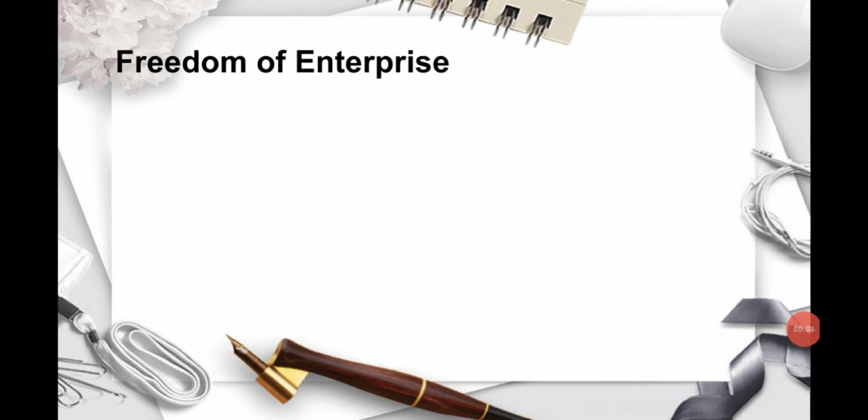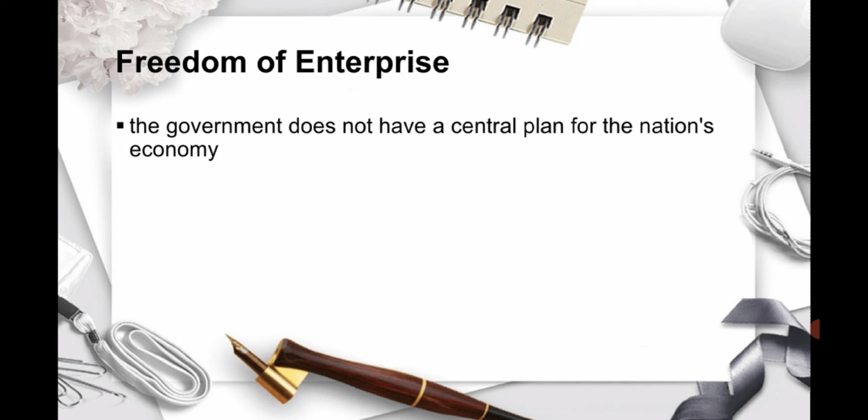Next is the freedom of enterprise. Capitalism is also called a free enterprise economy. Businesses are free from government control, and the government does not have a central plan for the nation's economy. With this, prices go up and down because of supply and demand. If there's high demand, prices go up. If there's low demand, prices go down.